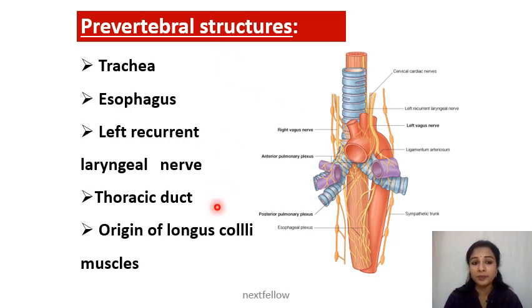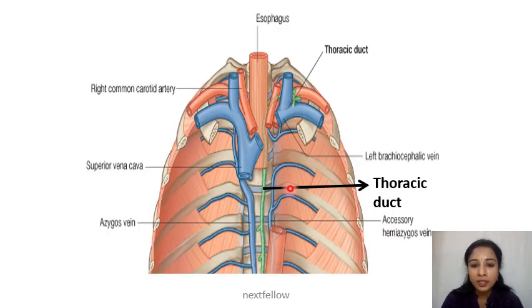So the arch of aorta is also a content of the superior mediastinum. And the thoracic duct, which is the posterior most structure, on each side of the vertebral column, is present, and the longus colli muscles are also there. The green line is the thoracic duct, which terminates into the terminal part of the subclavian vein. This is the subclavian vein and this is the internal jugular vein, both joining to form the brachiocephalic vein. Just before the formation of the brachiocephalic vein, the thoracic duct terminates here.